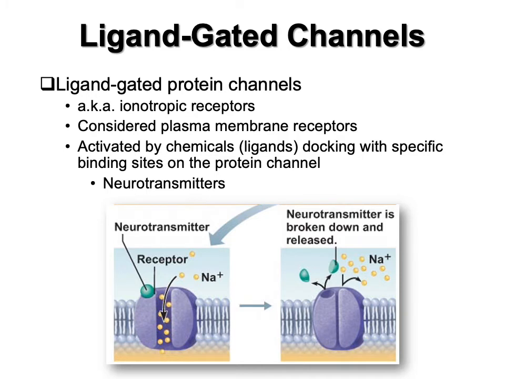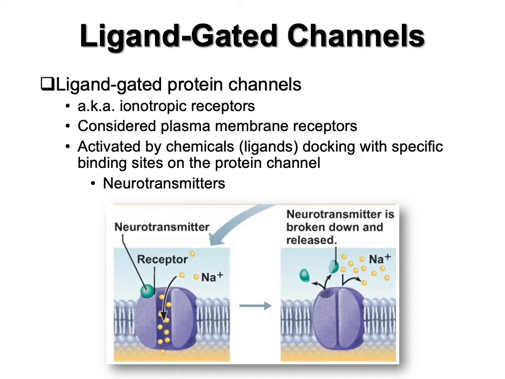Ligand-gated protein channels, also known as ionotropic receptors, are chemically controlled channel proteins. Ligand means the bonding of a chemical. Ligand-gated channel proteins are also classified as receptors. These proteins are activated by chemicals, and for our purposes, that chemical will be a neurotransmitter.